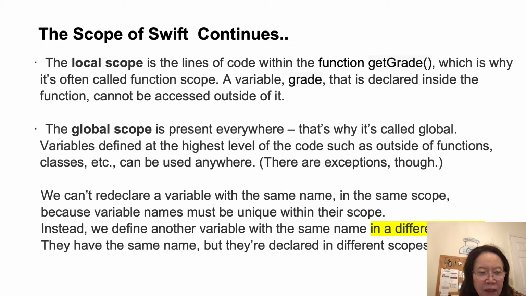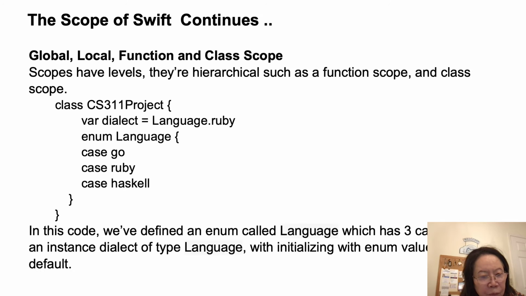We cannot redeclare a variable with the same name in the same scope, because variable names must be unique within their scope. Instead, we can define another variable with the same name in a different scope; they have the same name, but they are declared in different scopes. Global, local, function, and class scope. Scopes have levels. They are hierarchical, such as function scope and class scope.